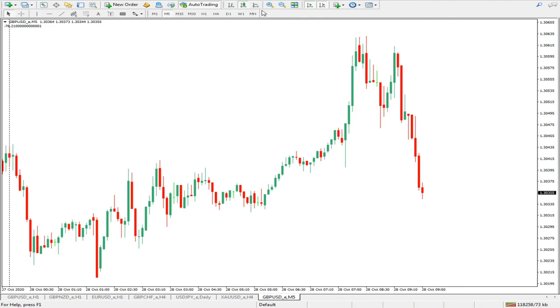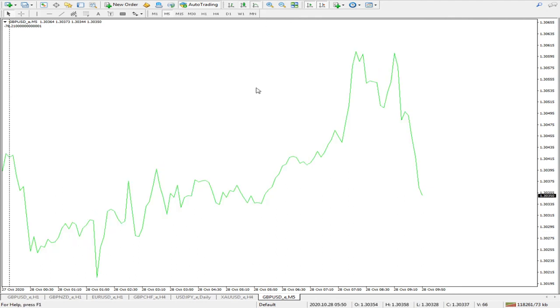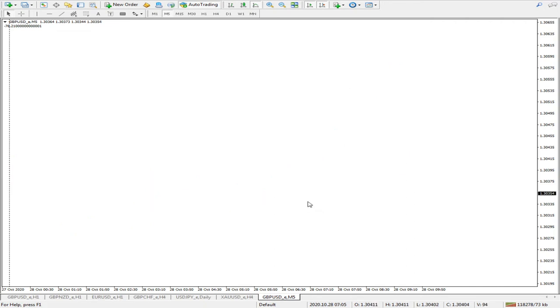So let me remove this first. Let me minimize my screen. So I'm going to delete the blue line you're seeing there. That is the line graph. I'll delete it. I'll remove it temporarily. So assuming you have one big candle like the one I'm drawing on the screen now.